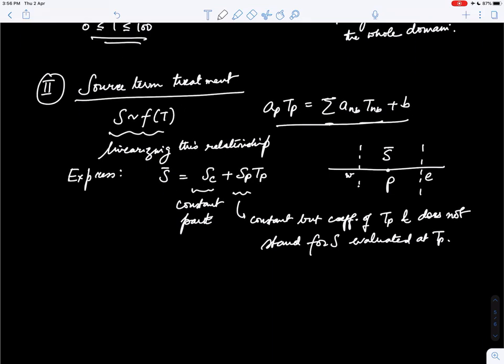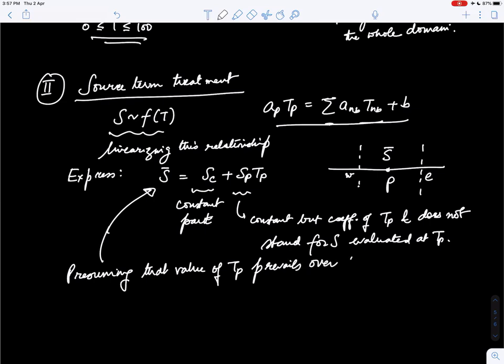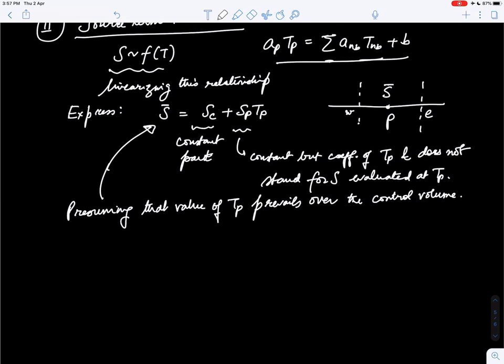Now there is a key idea here. When we assume this form, we are presuming that this value of temperature Tp, remember that point P will have some temperature Tp, prevails over the entire control volume, the control volume surrounding point P. Or in other words, it is actually a stepwise profile, the profile that we had discussed some time back, the first approximation which does not give a reasonable estimate of slope.